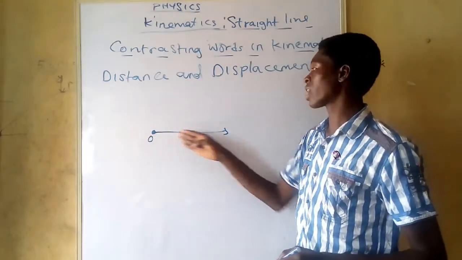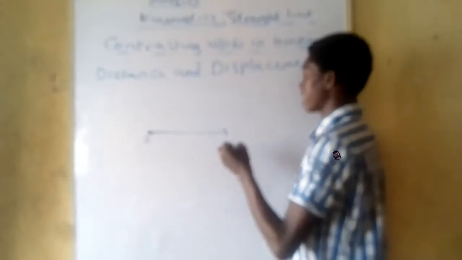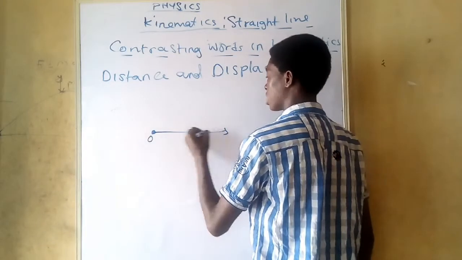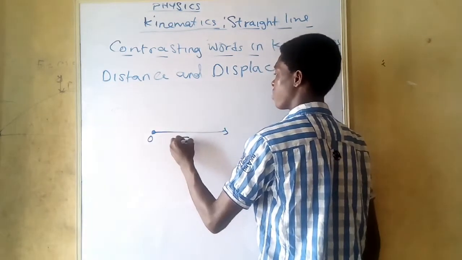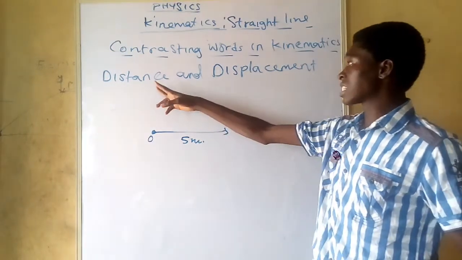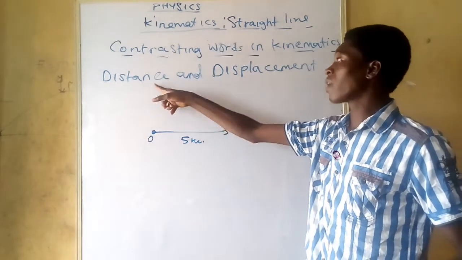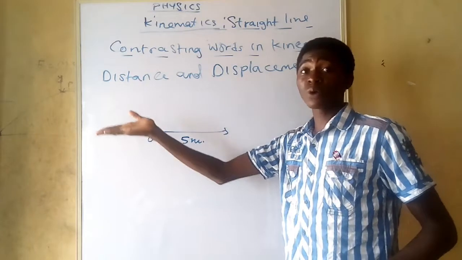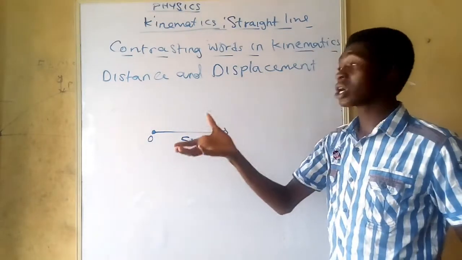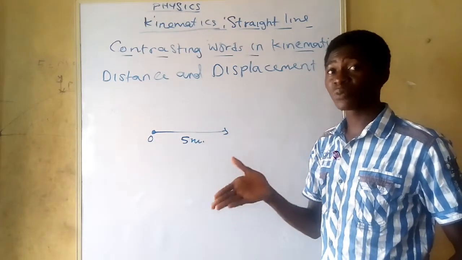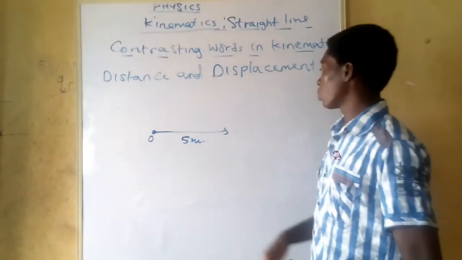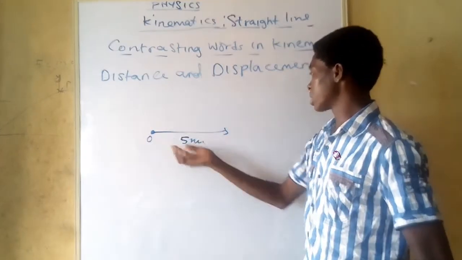So we want to know how far you are. Let's say the distance between this place and this place is 5 meters, for instance. Distance is talking about the total land space you cover during motion. But displacement is talking about how far you are from your starting point after you have started moving. You get it?